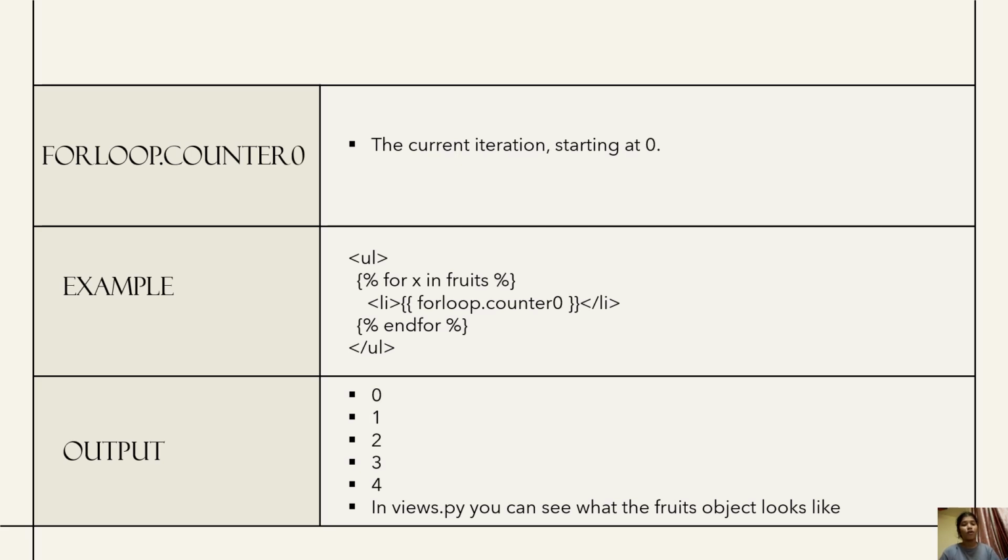Moving to for loop counter 0, in this the iteration will start from 0. In the previous one, when there was no 0 given in front of counter, it would have started from 1. But now when they have given 0, it will start from iteration 0. So it will go 0, 1, 2, 3 and 4. In Python we can see the fruit objects look like this. So it will start from the index counting 0. So there's a difference between loop counter and loop counter 0.